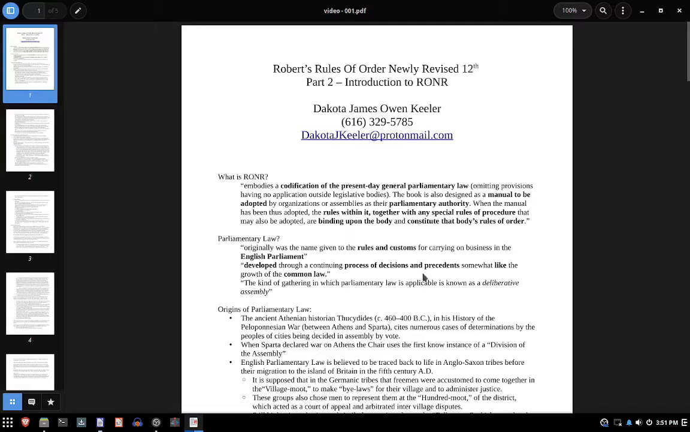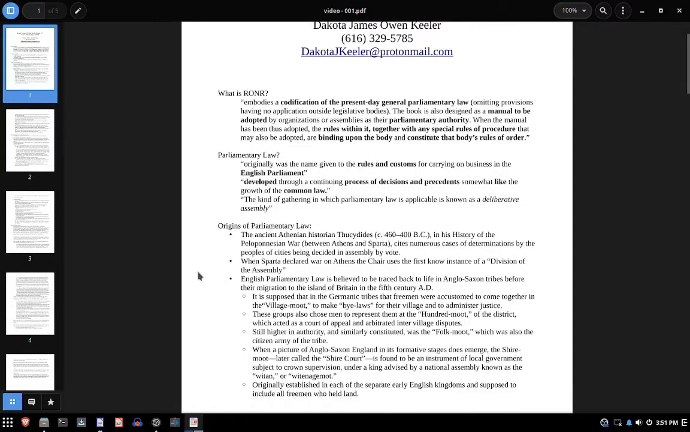Now, this brings us a question. We just talked about parliamentary law, that it's a codification of it, and that it acts as its parliamentary authority. Well, what is parliamentary law? It's the rules and customs for carrying out business in the English Parliament, and it was developed through a continuing process of decisions or precedents, somewhat like the common law.